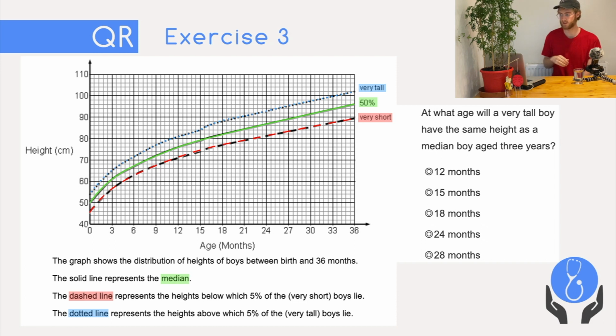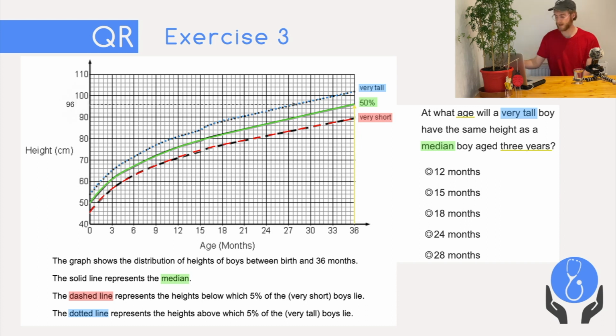The question in particular is asking about the tall boy line and the median line. So we can ignore the red line. And it's asking how old a tall kid would have to be to be the same height as a median kid at 3 years old. So a very simple question. We just need to go to where 3 years is, go up to the median line to find the height that we're working to. And then if we take that across, we can see that it's 96 centimeters.